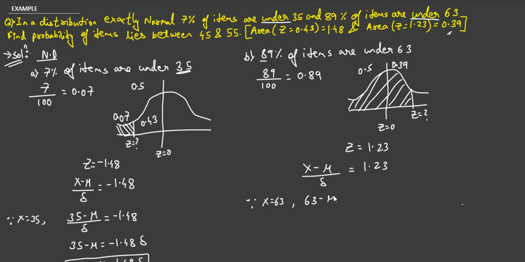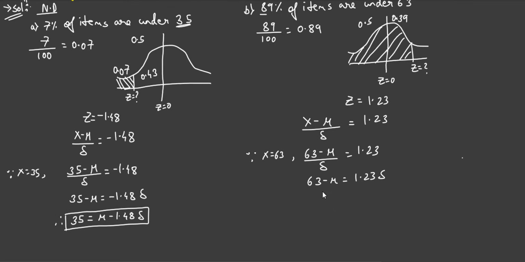So (63 minus mu) upon sigma is equal to 1.23. 63 minus mu equals 1.23 into sigma, and then 63 equals mu plus 1.23 sigma. Okay, so here we get two equations. This is the second one, which is 63 equal to mu plus 1.23 sigma.